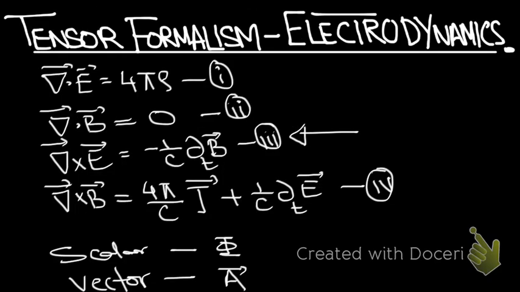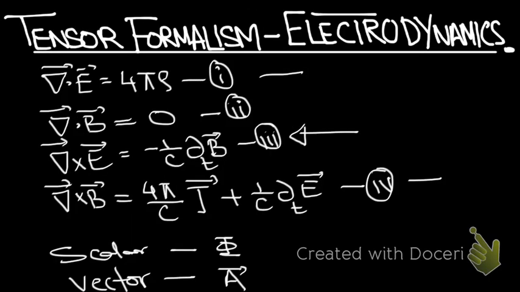So if you want, I'd go back here and you can look at these equations. So equation number 1 and equation number 4. Now equation 1 and 4 can also be written in terms of my scalar and vector potential. So let me go ahead and write equation 1 and 4 in terms of scalar and vector potential.